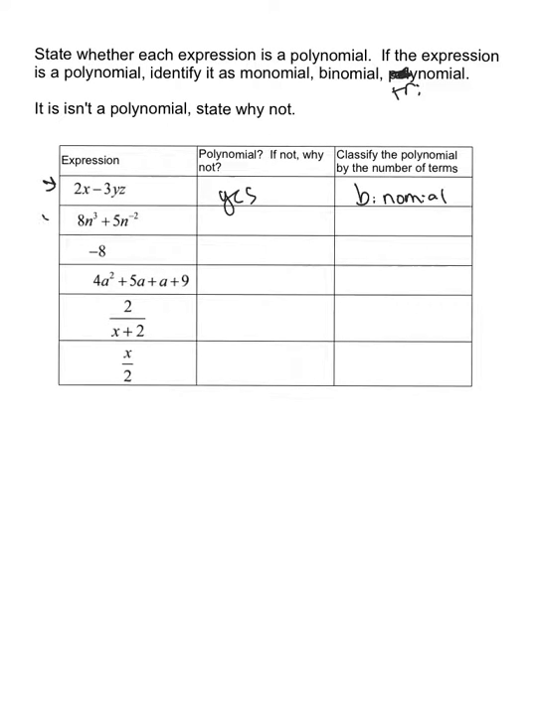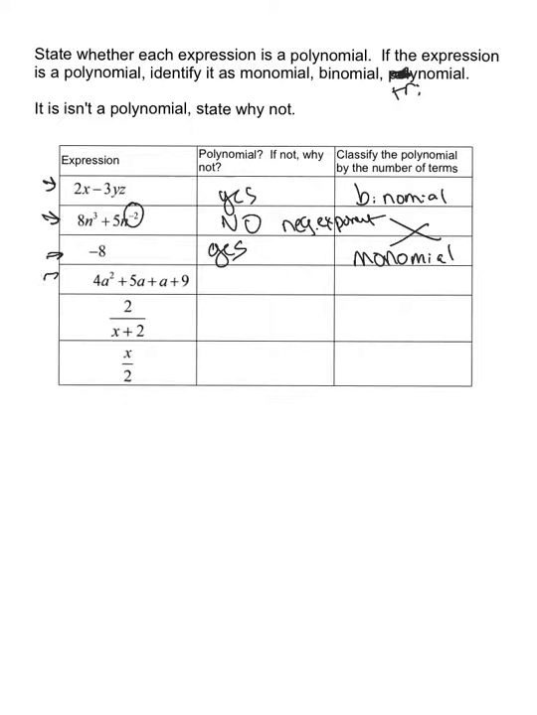They cannot be simplified, so we call it a binomial. All right, let's look at this one. 8n to the 3rd power plus 5n to the negative 2 power. No, it is not, because it has a negative exponent. And then we can't classify it because it's not a polynomial. All right, the next one, negative 8. Yes, it is. Do you know what it's called? Monomial.